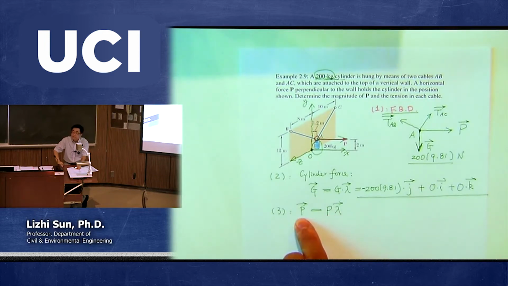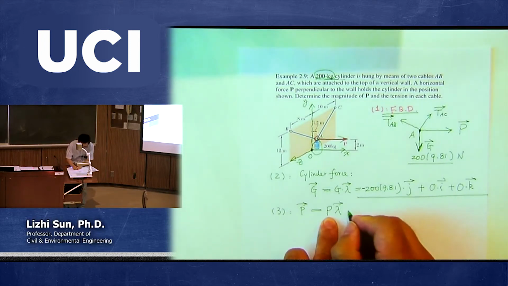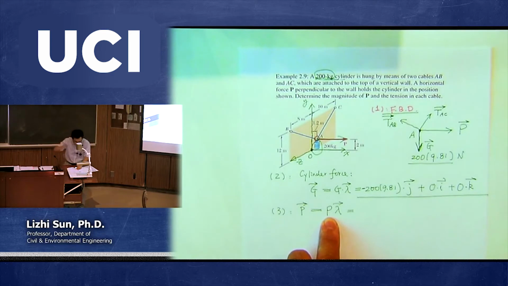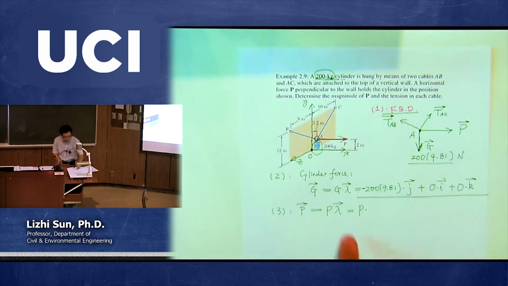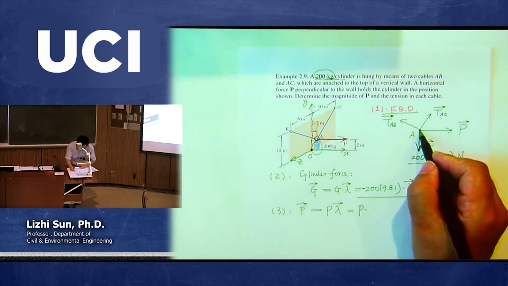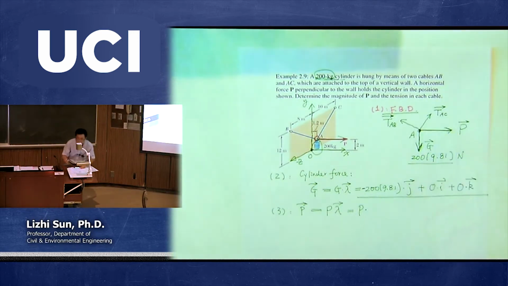If you look at the left-hand side, there can be 3 unknowns. The right-hand side is the amplitude, the magnitude. That's only one unknown. Okay, so I use a symbol called P. If you don't like P, you call it something else, F, whatever. That's fine. So that's a P times lambda. Lambda is a unit vector acting on point A in this direction.